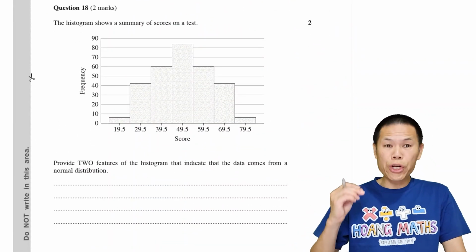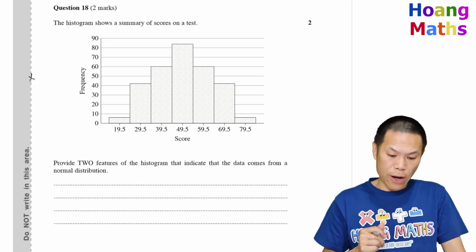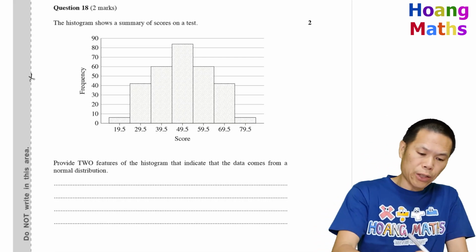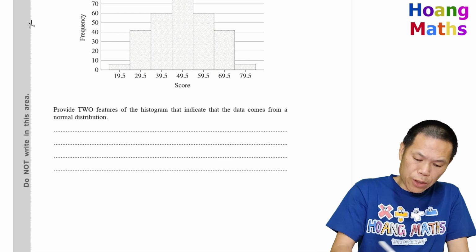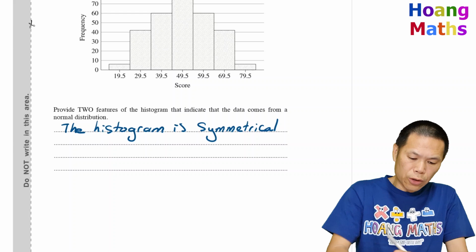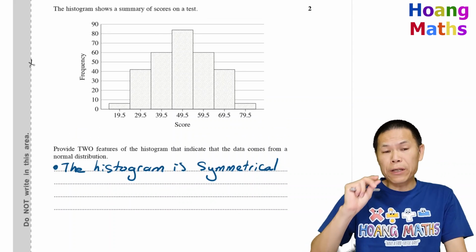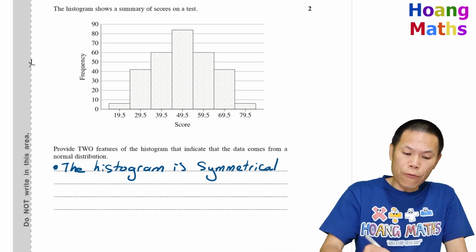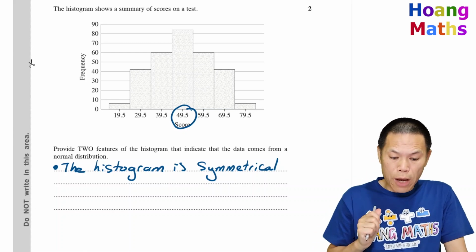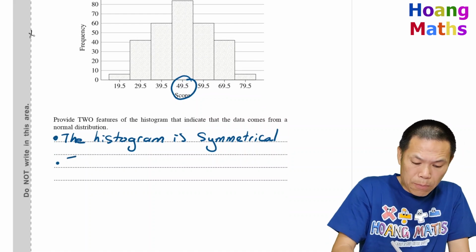Question 18. We need to provide two features about this frequency histogram. We know that it is symmetrical, right? So we can just write this down. First thing, we know that it is the histogram. So there you go, that is one key piece of information. And because we know that this graph is a normal distribution, it tells us the mean, the average. The mean is 49.5, so we can say that. So the other one is the mean.